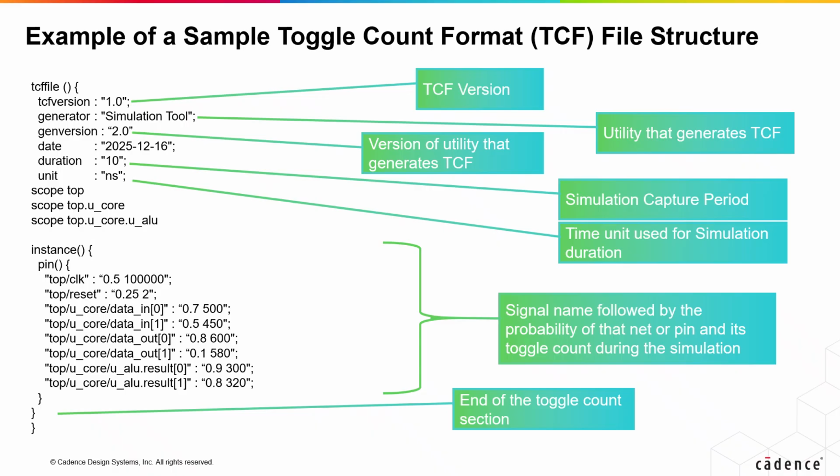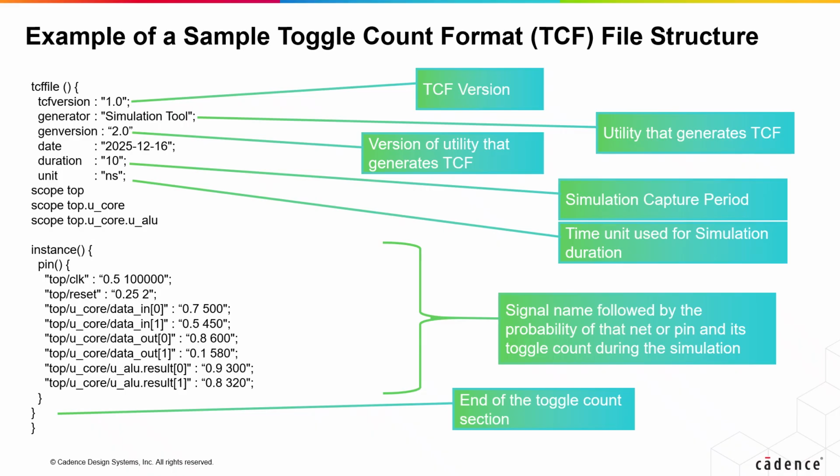The TCF file then mirrors the design hierarchy using scope and instance blocks. Each scope corresponds to a module or hierarchical level in the design, allowing the switching activity to be mapped precisely to the correct nets and pins. Within each instance, the pins section lists individual signals using their fully qualified hierarchical names. For each signal, two values are specified: the signal probability and the toggle count observed during the simulation period. This enables fine-grained power analysis at the pin and net level.